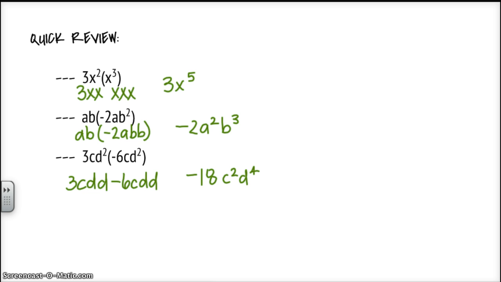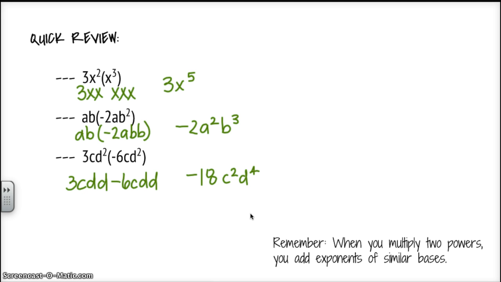How did you do? Did you remember that when you multiply two powers, you add the exponents of similar bases? 2 plus 3 is 5. 1 plus 1 is 2. 1 plus 2 is 3. Ones, and then ones again here. 1 plus 1 and 2 plus 2. And then obviously you multiply any coefficients that you have as well. Okay, so a quick review. That's going to really help us as we start to talk about how to multiply polynomials.